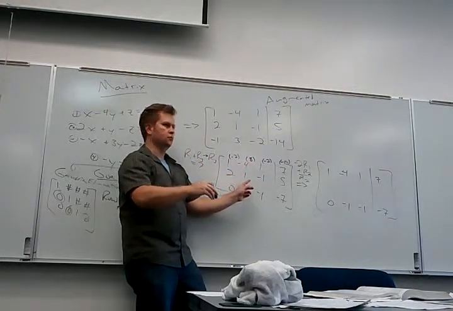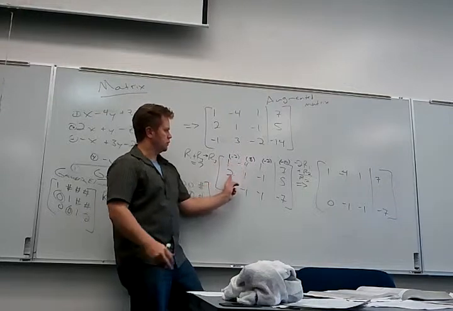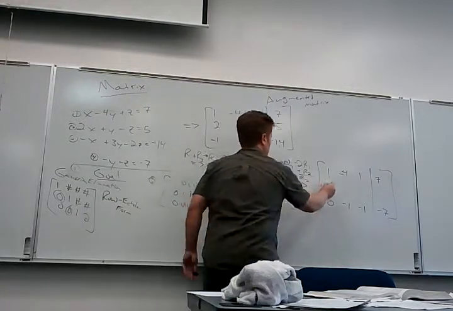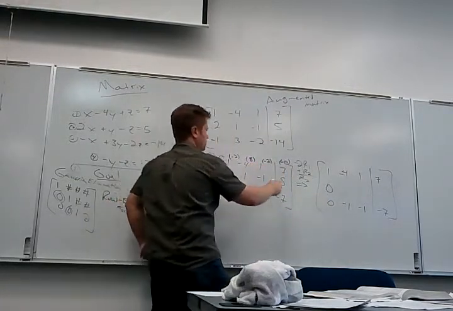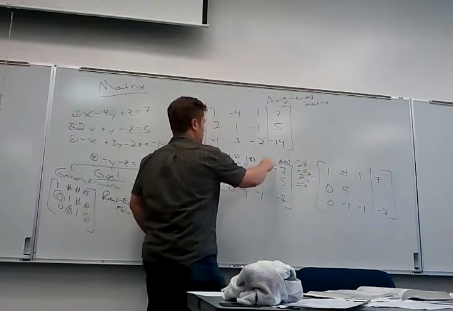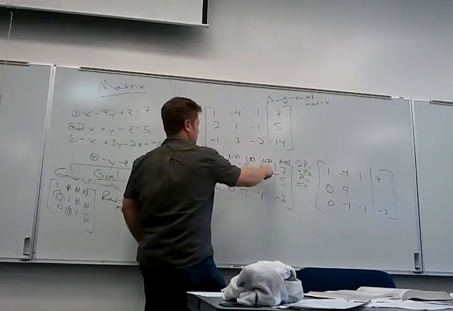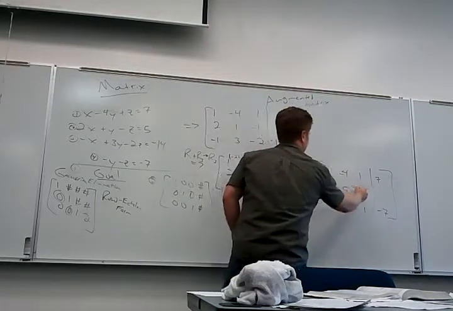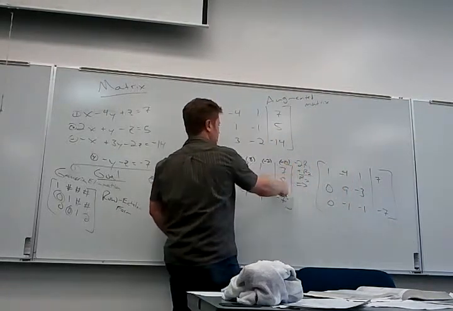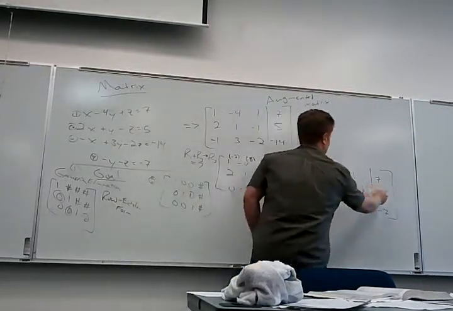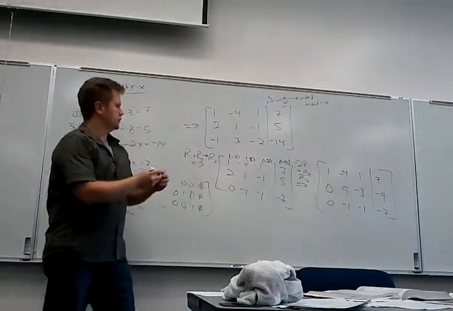All right? So what do I get as a result? -2 plus 2, 0. 8 plus 1, 9. -2 minus 1, -3. And then -14 plus 5, -9. That's what we did. That's out there.